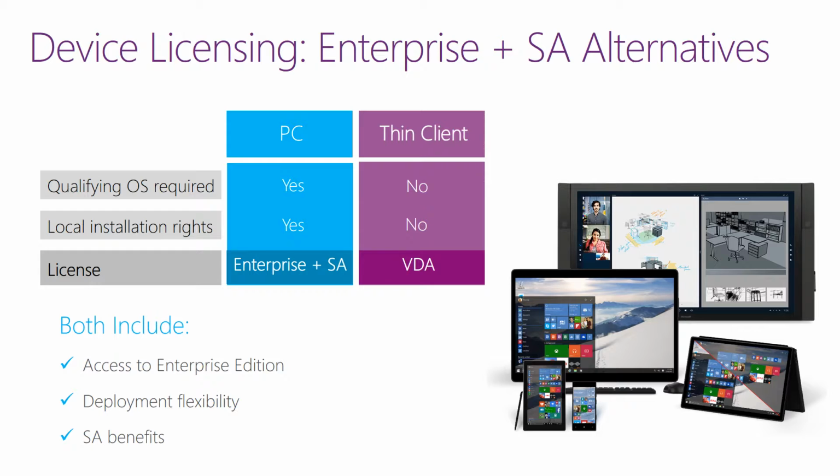This is a device-based license, but it's a subscription, and you can see it's ideal for a thin client device when you don't have a qualifying operating system, but you still want access to the Enterprise Edition features and all the deployment flexibility. And you should consider these licenses as equivalents when you're choosing how to license devices in an organisation. If you've got PCs, choose Windows 10 Enterprise plus SA, and if you've got thin clients, then choose VDA. And if you've got a mixture of devices, then it's fine to mix the licenses too.